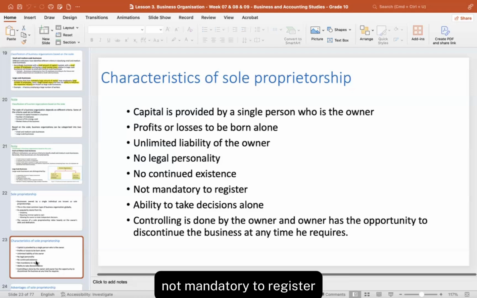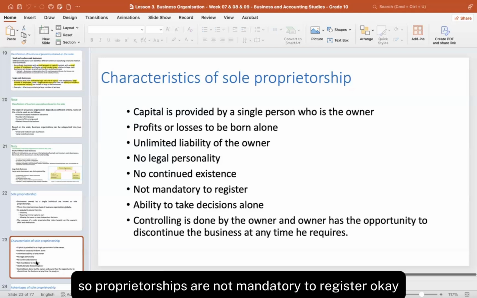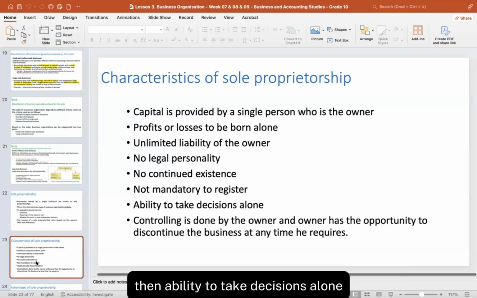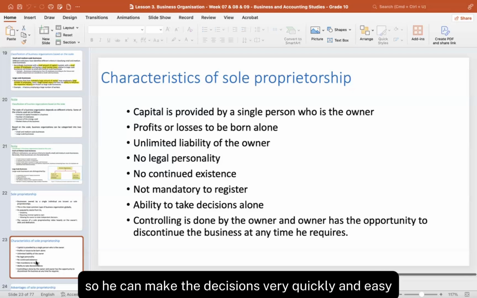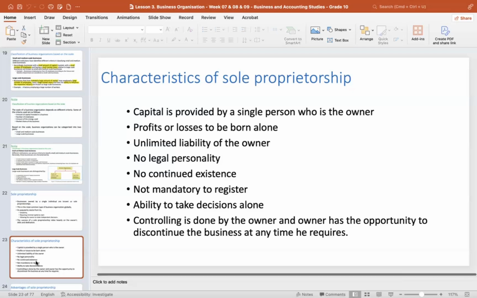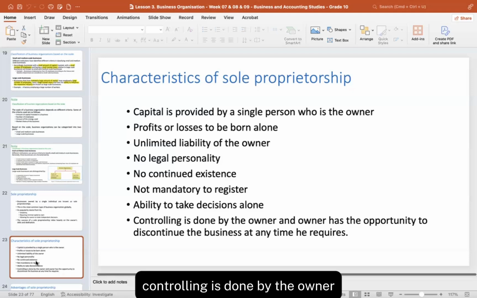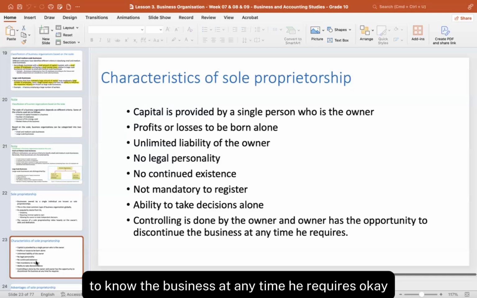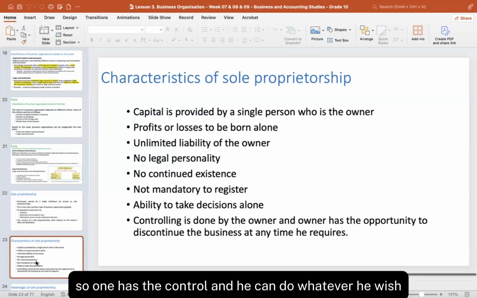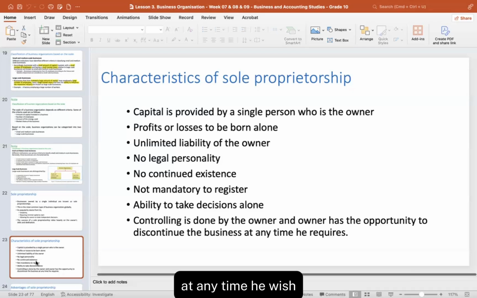Not mandatory to register. Sole proprietorships are not mandatory to register. Then ability to take decisions alone. So in sole proprietorship, there is only one owner, so he can make the decisions very quickly and easily. Controlling is done by the owner, and the owner has the opportunity to discontinue the business at any time he requires. So the owner has the control and he can do whatever he wishes at any time he wishes.